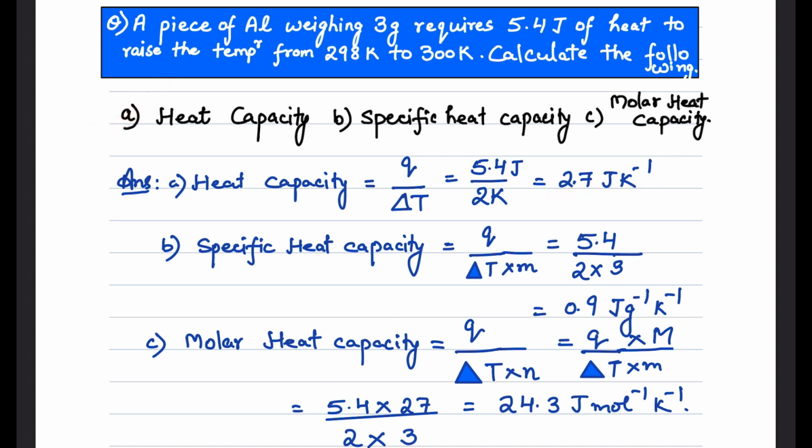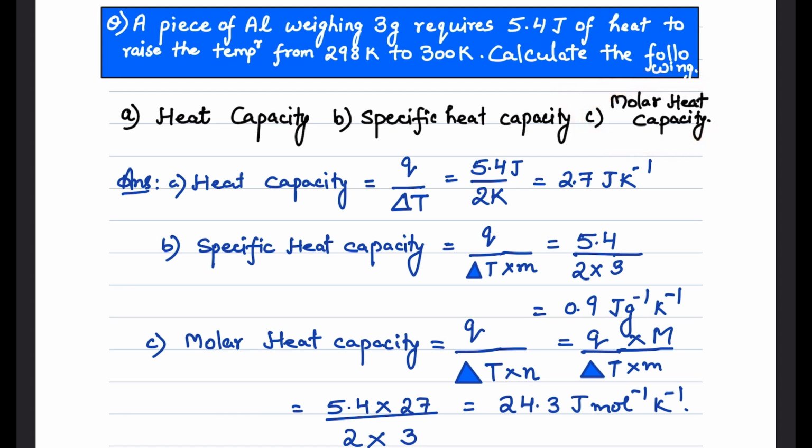Now the second term asked in this numerical is specific heat. We know that specific heat capacity is equal to Q by delta T into m, that is the mass of the substance. In this numerical, mass of aluminium is given as 3 grams. So this is equal to 5.4 divided by 2 into 3, that is 0.9 joule per gram per Kelvin. So our specific heat capacity has been calculated.